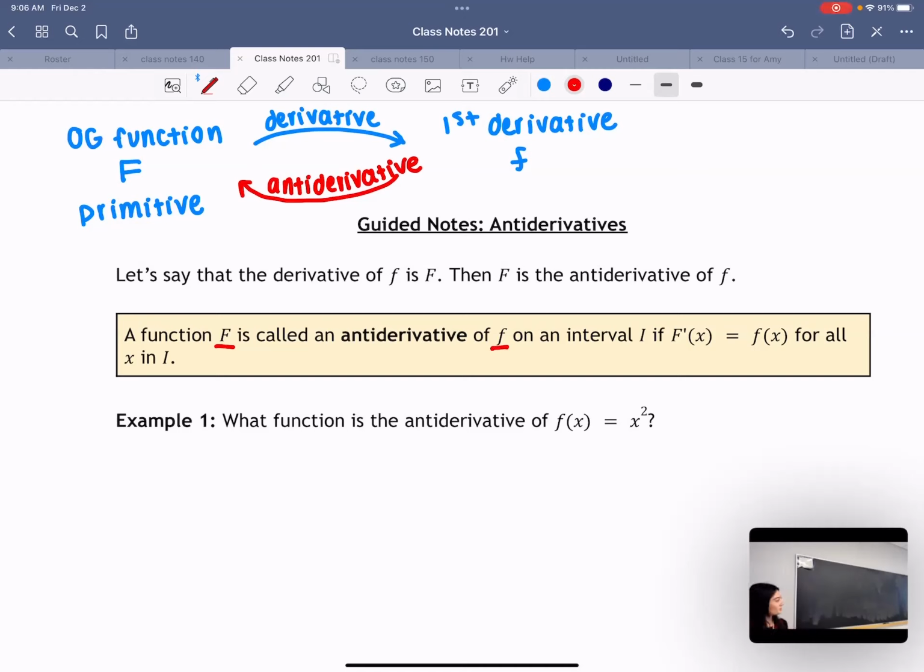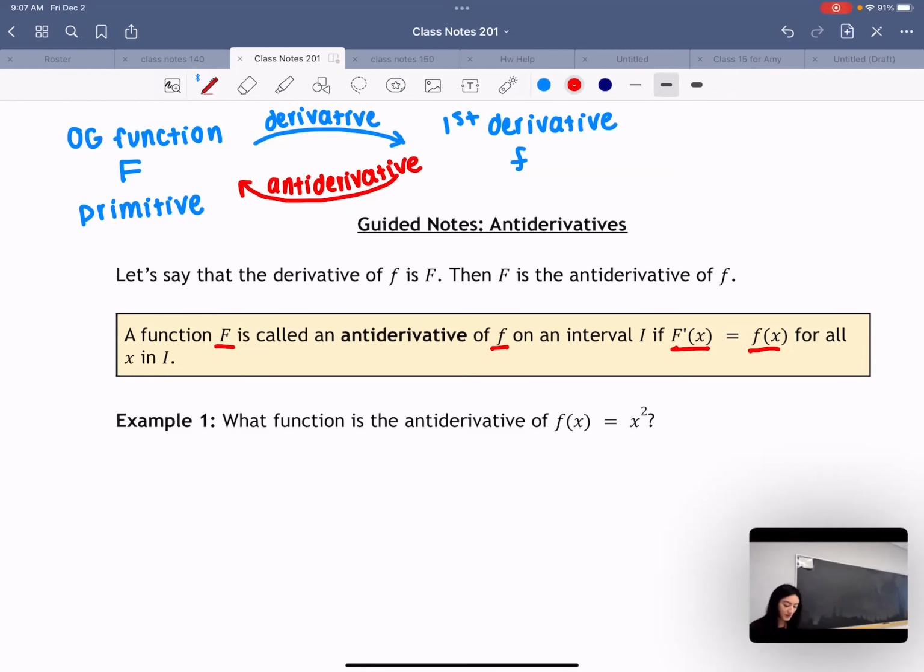Don't worry about the interval: if the derivative of big F is little f for everything in that interval, that's the technical definition of the antiderivative. I like to think of it as the diagram up above. I think it makes a little bit more sense to me.